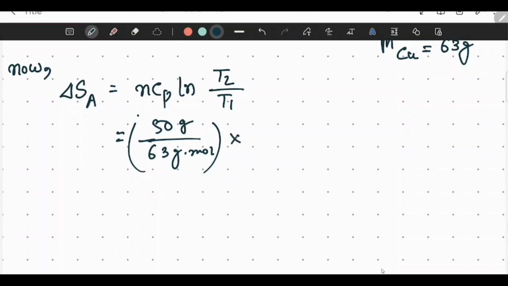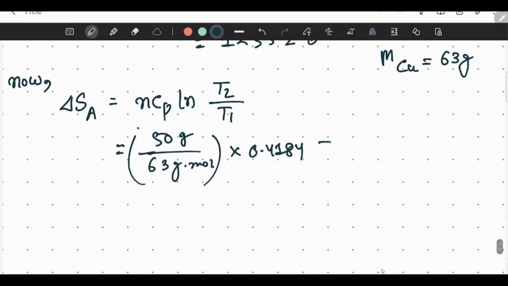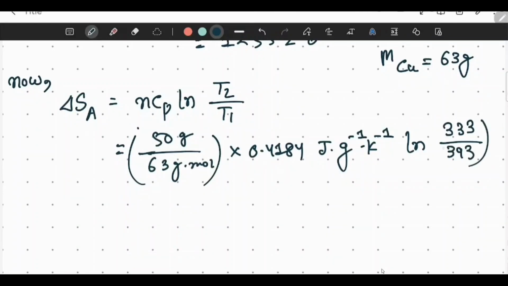What is CP? That is given. CP is given, because these are all happening at a constant pressure. So CP is given as already we have used, that is 0.4184 joule gram inverse Kelvin inverse. And this is ln, so just we have to do this.